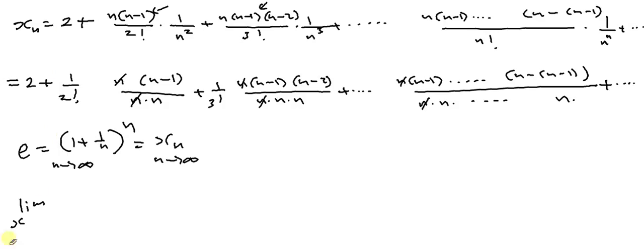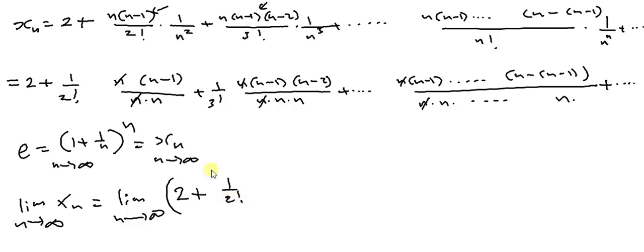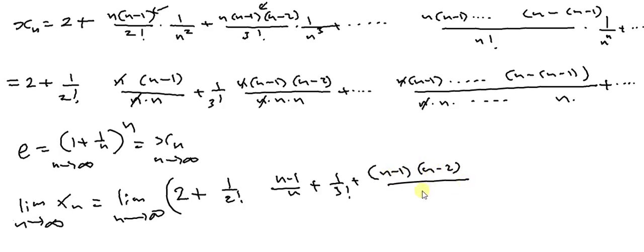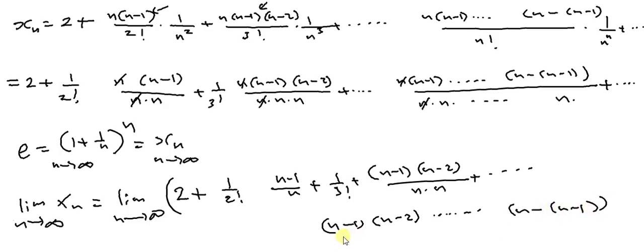The limit of xn as n approaches infinity becomes the limit as n approaches infinity of the expression 2 plus 1 by 2 factorial times (n minus 1) by n, plus 1 by 3 factorial times (n minus 1) times (n minus 2) over n times n, plus etc., up to the term (n minus 1) over n times up to here, which is n minus 1 n's.